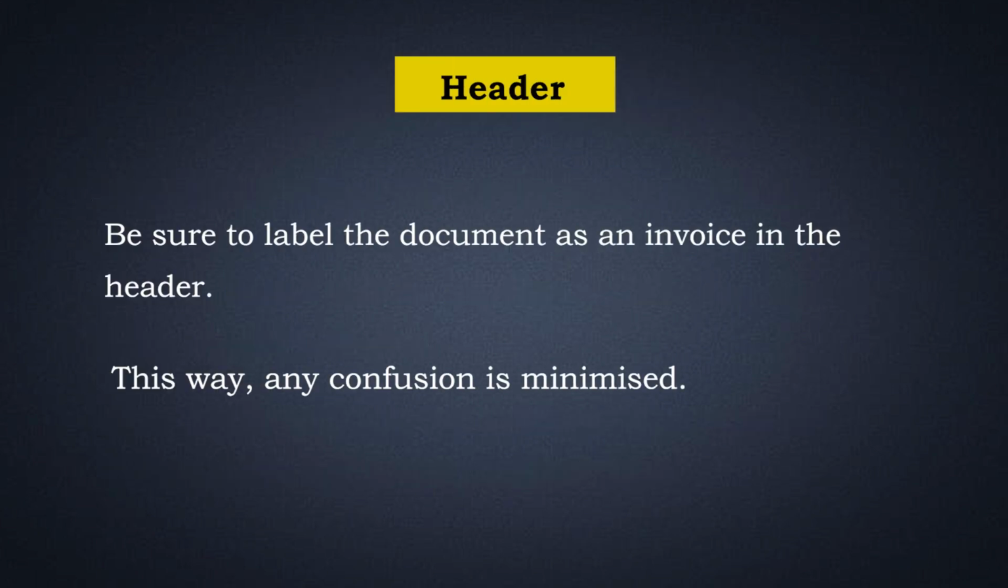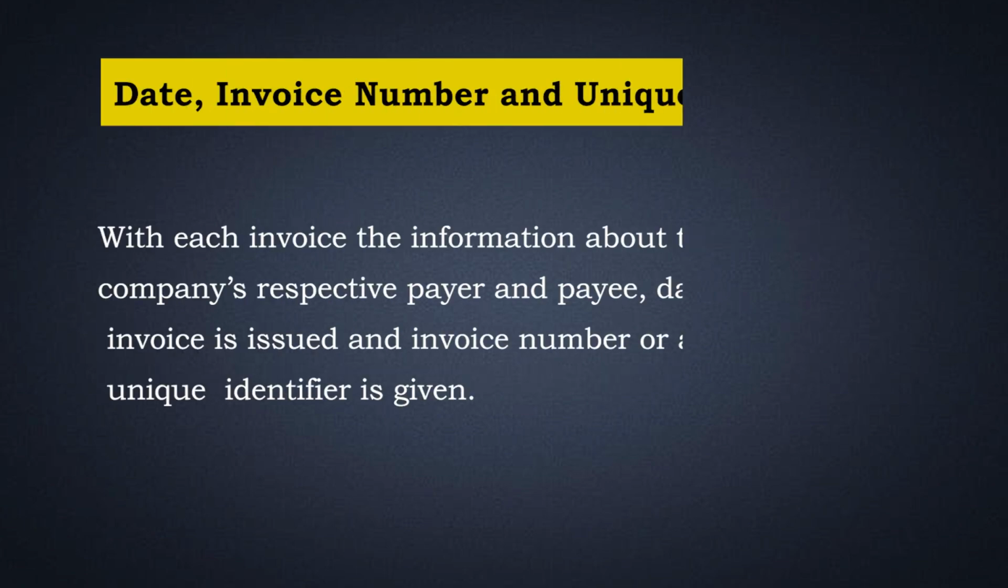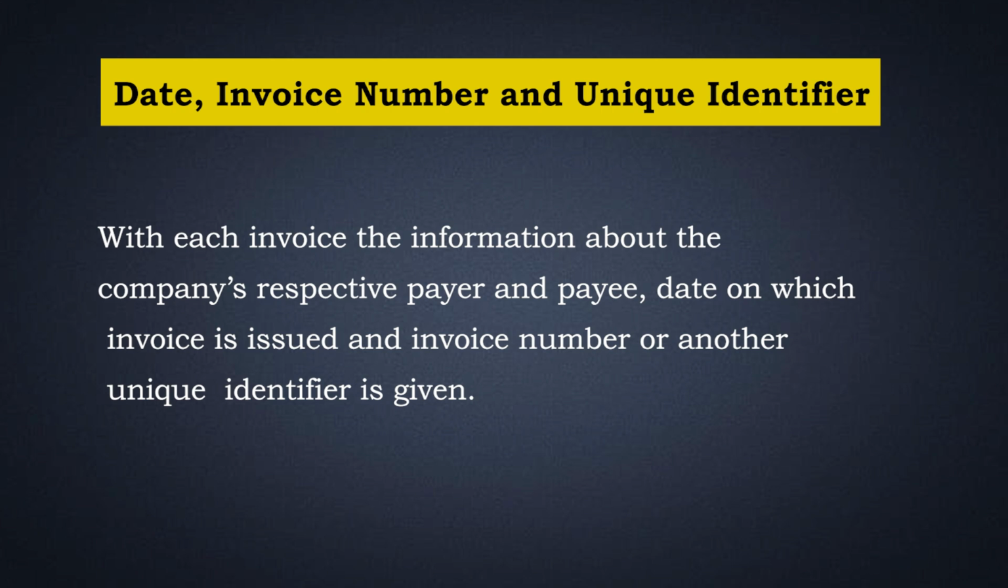B. Header. Be sure to label the document as an invoice in the header. This way, any confusion is minimized. C. Date, invoice number and unique identifier. With each invoice, the information about the company's respective payee and payer, date on which invoice is issued and invoice number or another unique identifier is given.